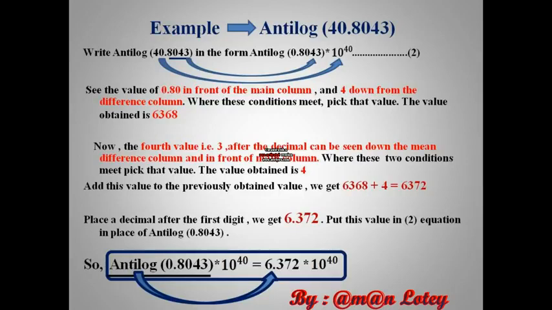Now from the antilog table, see the value of 0.80 in front of the main column and 4 down the difference column. Where these conditions meet, pick that value. The value obtained is 6368. The fourth digit, that is 3, after the decimal point can be seen down the mean difference column and in front of the mean column. Where these two conditions meet, pick that value. The value obtained is 4.